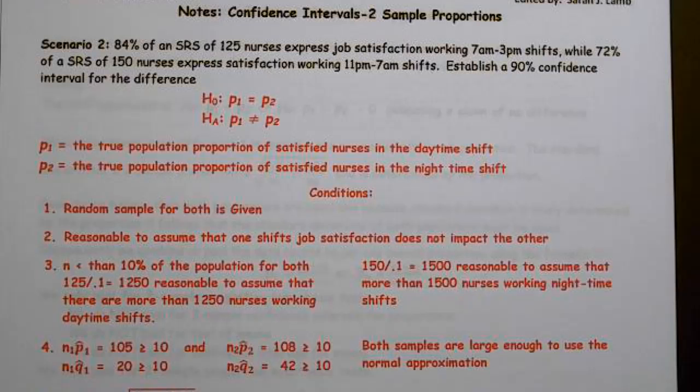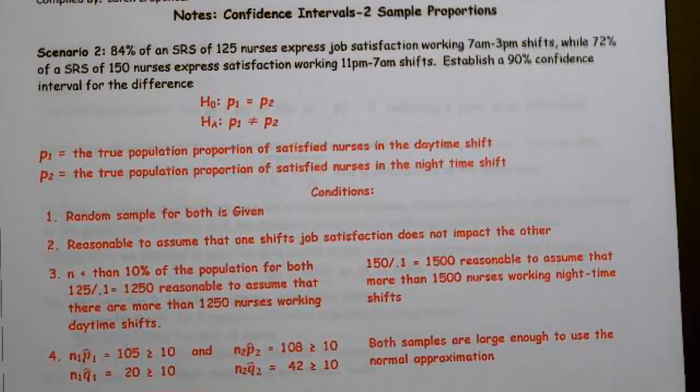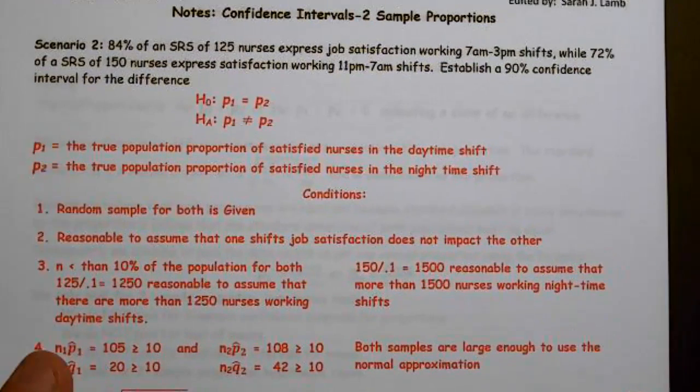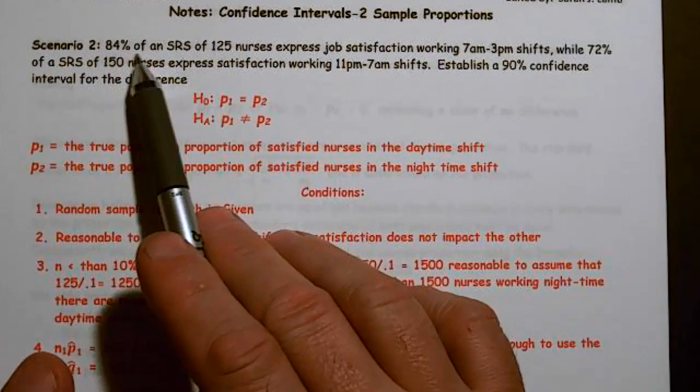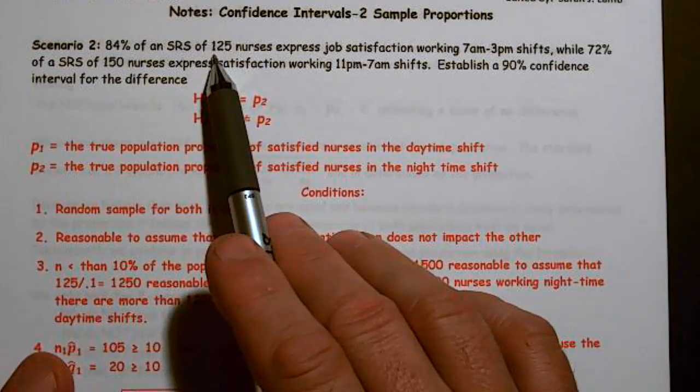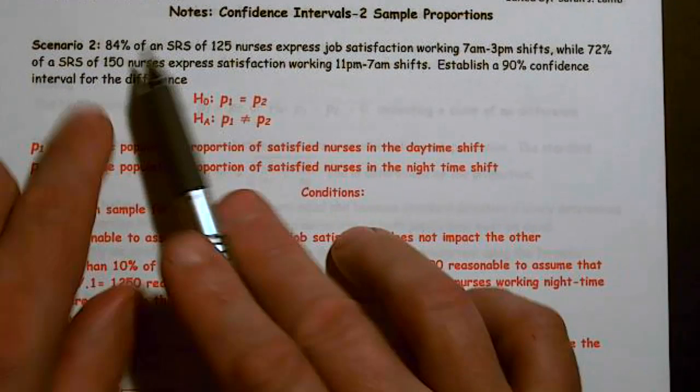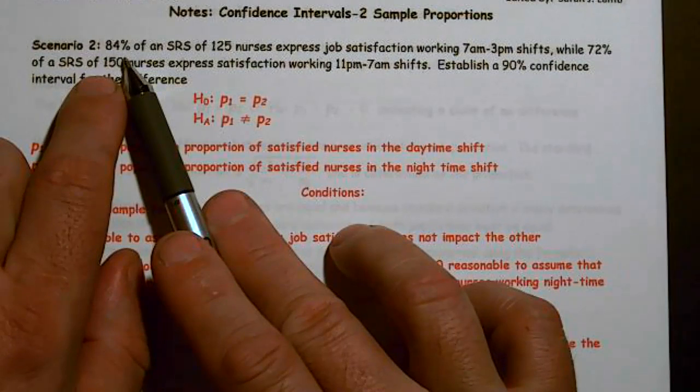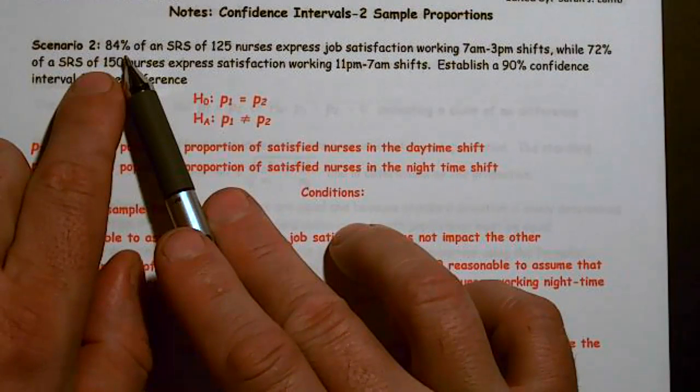Okay, so this is our second video on confidence intervals for two sample proportions, and we're going to go through this at a fairly rapid pace. So here we have 84% of a simple random sample of 125 nurses. As soon as I see percent, I think percent is a proportion. So I'm working with proportions, and this is probably going to be some sort of proportion test.